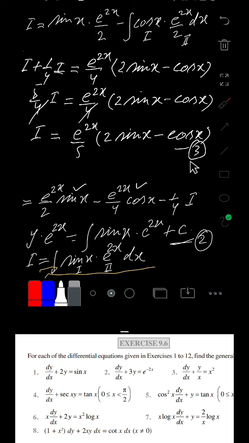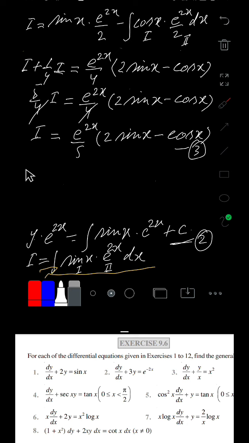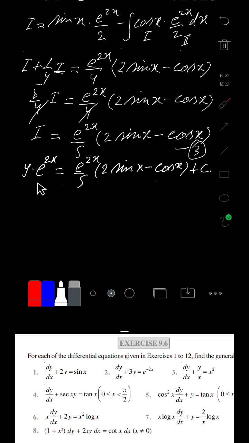From equation number 2 and 3, we have to replace this integral by its value from equation number 3. So we have y e raised to the power 2x is equal to, now the value of integral sine x e raised to the power 2x is this. So e raised to the power 2x upon 5 2 sine x minus cos x, and after that plus c as it is. Now in the last step, we transpose this integrating factor from left hand side to right hand side. It will divide all the terms of right hand side.